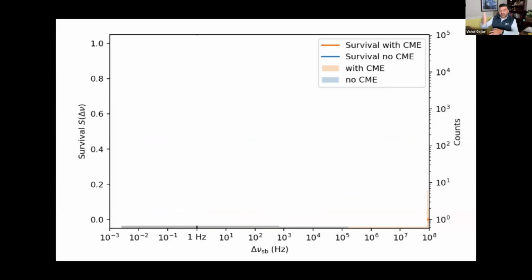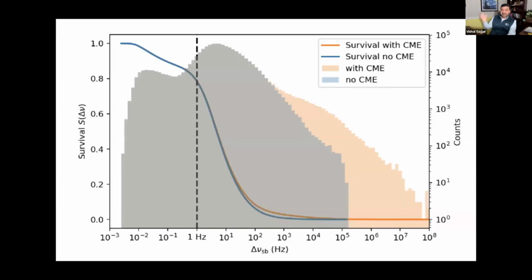So what I'm going to show you here, there are two y-axes. This is the histogram, but the main y-axis is showing the survival function, which is 1 minus the CDF, and on the other side is the raw counts. So this is what you get. You can see 1 hertz. That is where the typical assumption goes, that most of the signals are a hertz wide.